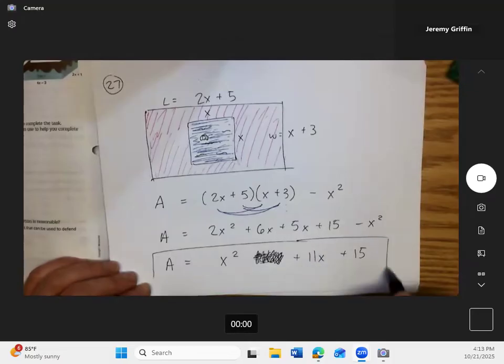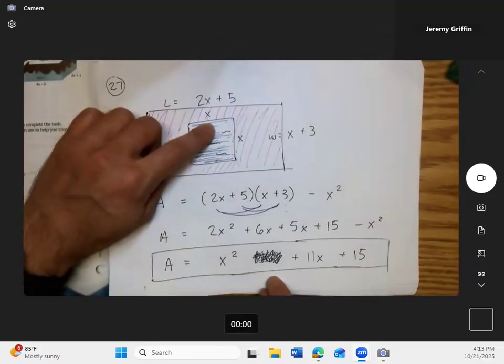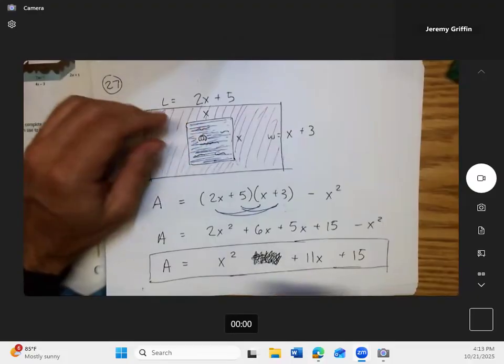Now, if x is in meters, this area would be in square meters. If x was in feet, then the area would be in square feet. And they never specified what the side length of the pool is. But see, we can make that anything.